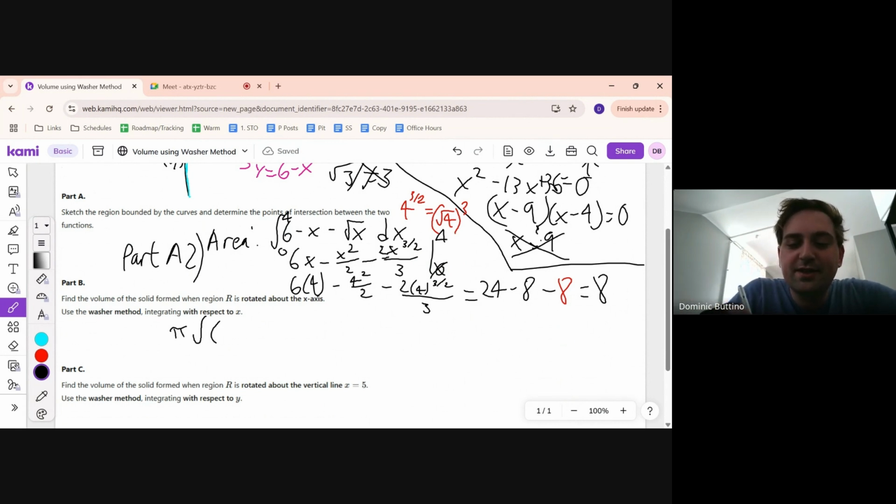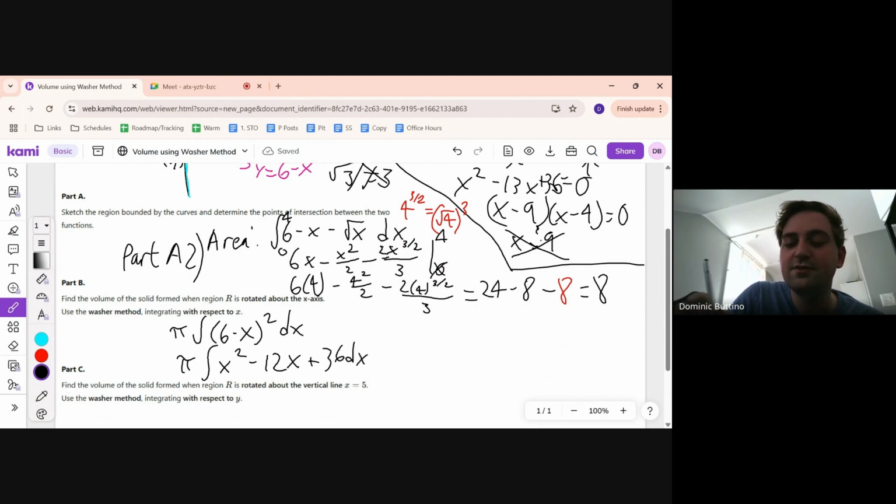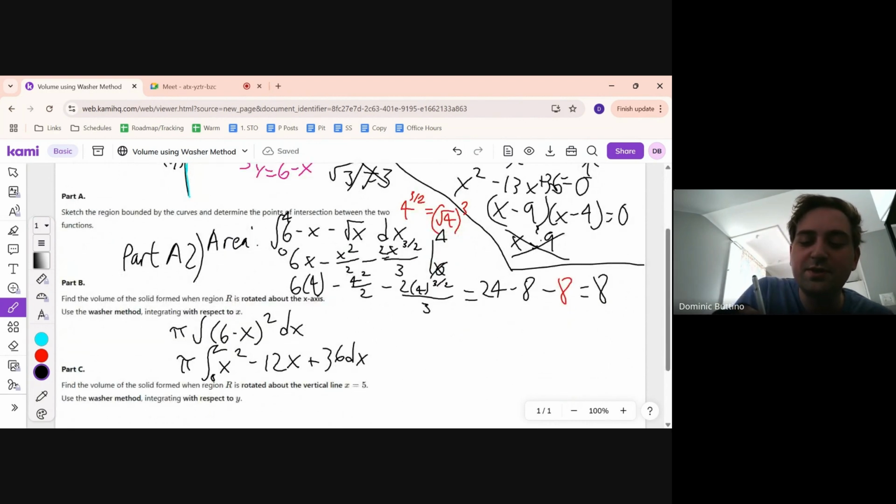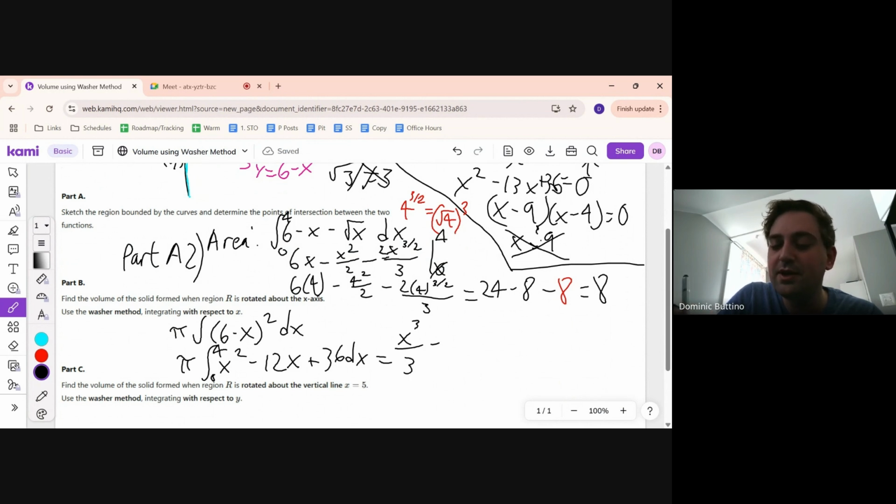R, what's our radius? 6 minus x, squared, dx. Then we can expand that. We can say pi times the integral of x squared as before minus 12x plus 36 dx. And where is this from? This is from, again, 0 to 4. That's where the intersection point comes into play. So what do we get? We get x cubed over 3 minus, this is going to divide by 2, so it's 6x squared plus 36x.